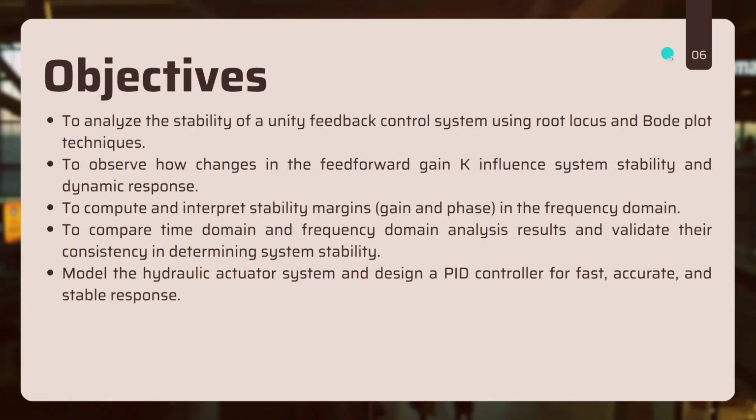Okay, all right. So for the objectives, we have multiple objectives. First, to analyze the stability of unity feedback using root locus and Bode plot techniques. Also, to observe how changes in the feed-forward gain can influence the system stability. Also, to compute the stability margins, gain and phase. Also, to compare time domain and frequency domain analysis results. And finally, to model the hydraulic actuator system and design a PID controller for fast, accurate, and stable response.